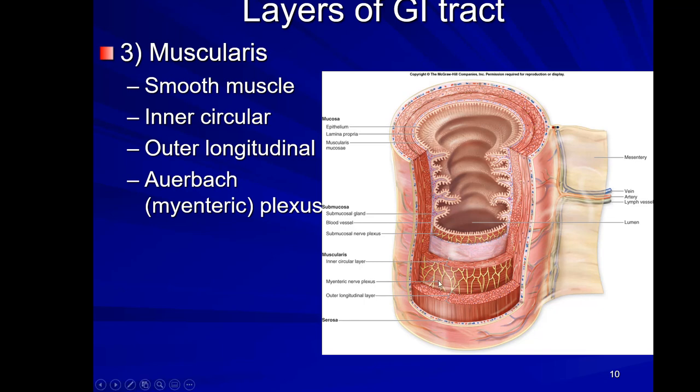Then, as you can see, there's also a network of nerves here called the Auerbach plexus. All right, and the outermost layer is commonly known as the adventitia, or sometimes the serosa. And you can see there's blood vessels there. Not a whole lot else to say about it.